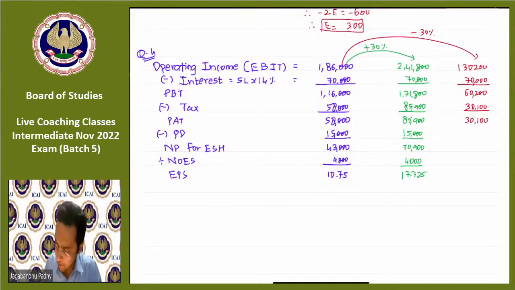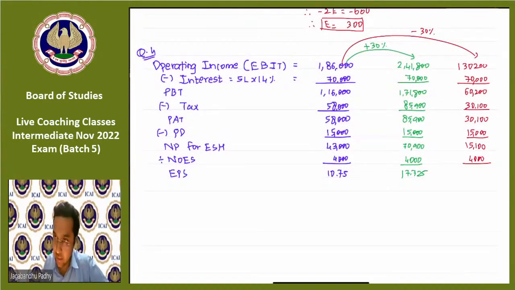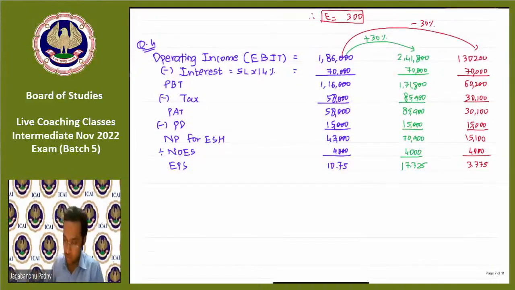Preference dividend will be 15,000 remaining constant, and net profit for equity shareholders will be 15,100. Number of equity shares is 4,000. We get an EPS of 3.775. Okay. So we get these numbers.